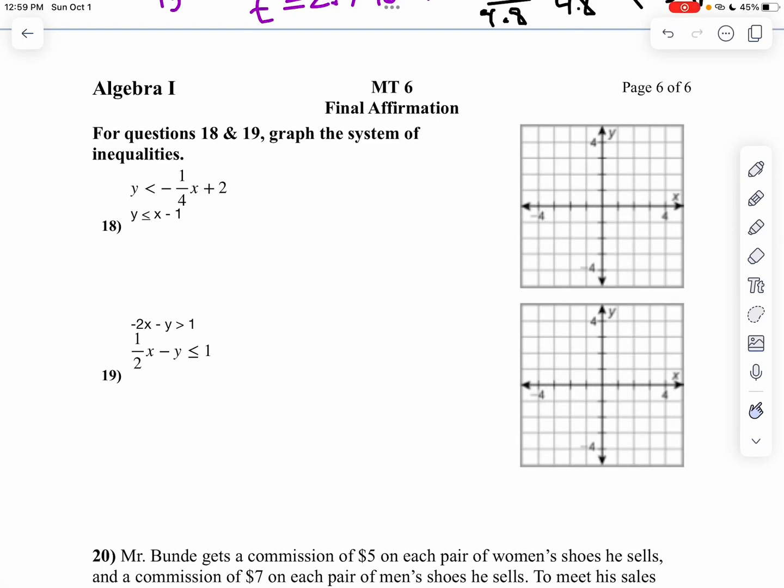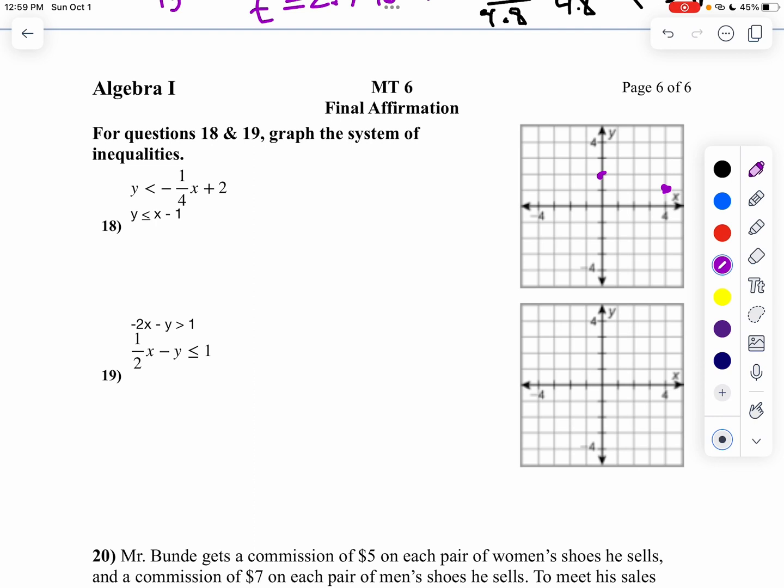Let's graph this system on 18 and 19. So notice on 18, it's set up for you. Your y-intercept is 2. So I'm going to go up 1, 2. My slope is negative 1/4. So I'm going to go down 1 to the right 4.